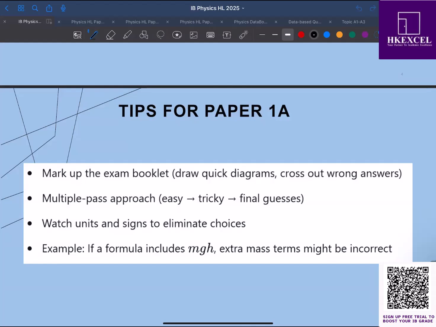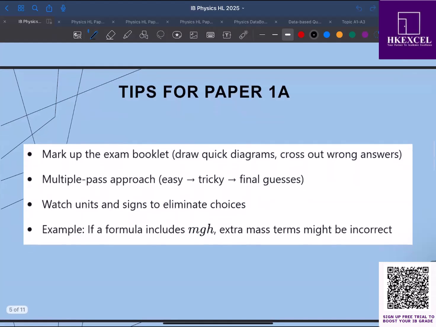Okay? Now, the second tip that I would give for paper 1A is the multiple pass approach. So let's say you can have 3 passes. The first pass is you quickly handle easier and familiar questions. For the second pass, you can return to the flagged ones. And for the third pass, maybe in the last minute or two, guess the remaining blanks, because there is no penalty for wrong answers.